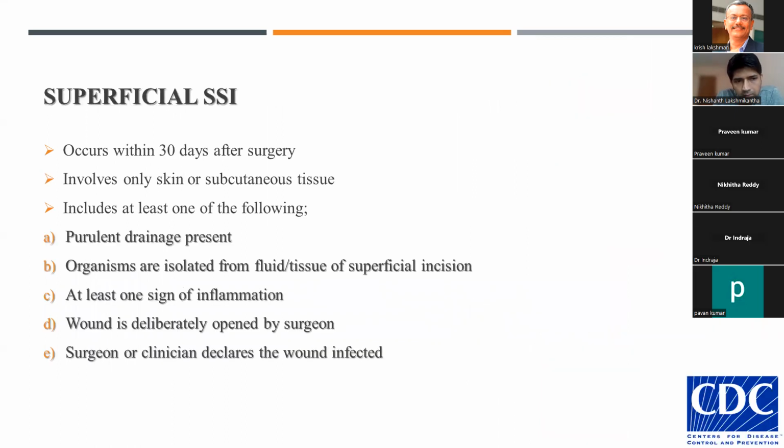Superficial surgical site infection is when the infection occurs within 30 days after surgery, and it should involve only the skin or subcutaneous tissue. And at least one of the following should be present: purulent drainage, organisms isolated from the fluid or tissue of the superficial incision, at least one sign of inflammation, or the wound is deliberately opened by the surgeon and the surgeon or clinician declares the wound as infected.